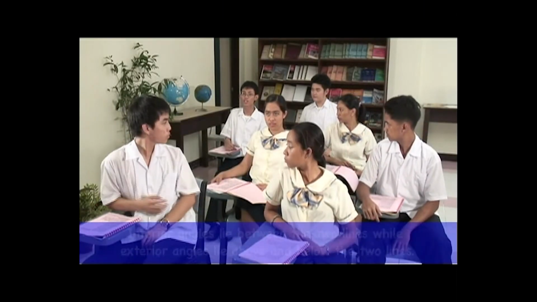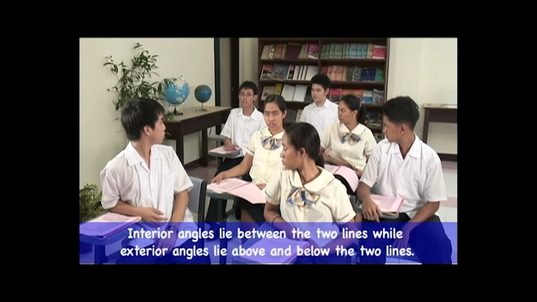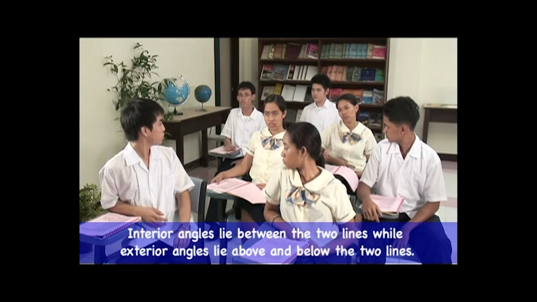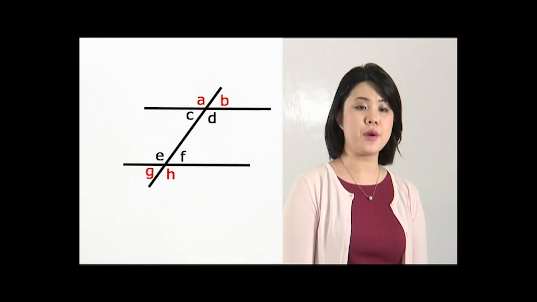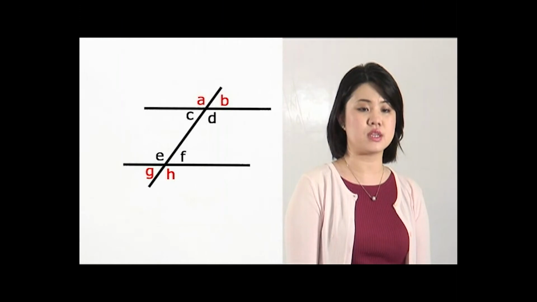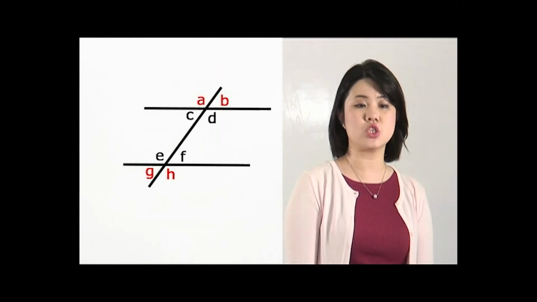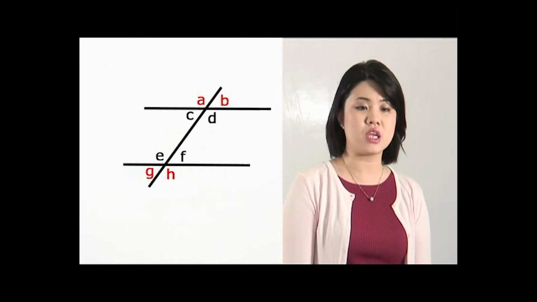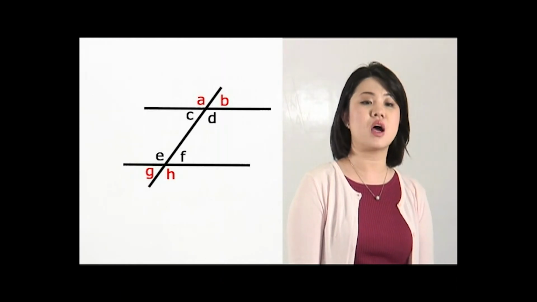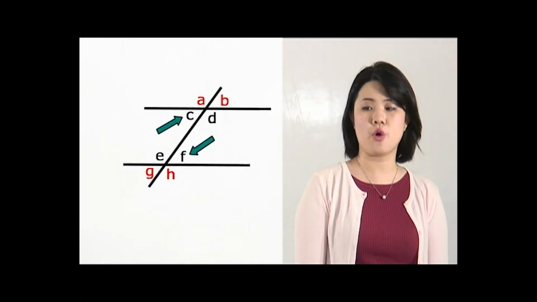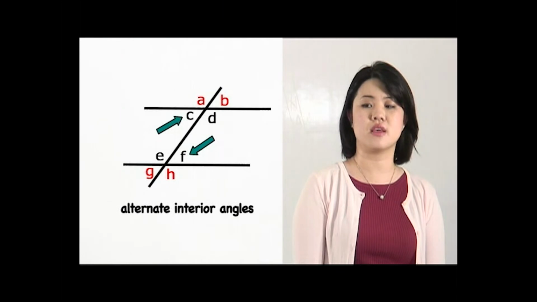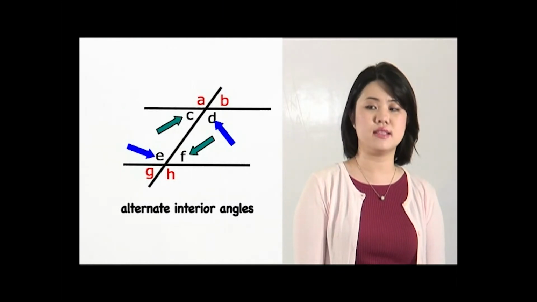Well, I see that the interior angles lie between the two lines, while the exterior angles lie above and below the two lines. Yes, good observation. All of the angles are formed by the two lines with the transversal, and those that lie in the region between the two lines are the interior angles. We will be studying some special pairs of these angles. Angles C and F form a pair called alternate interior angles, and so do angles E and D.